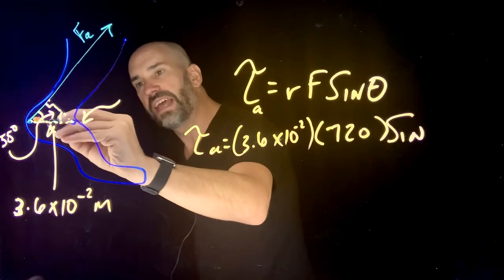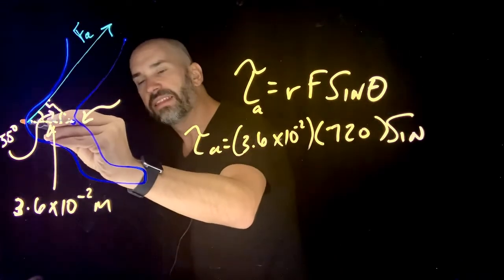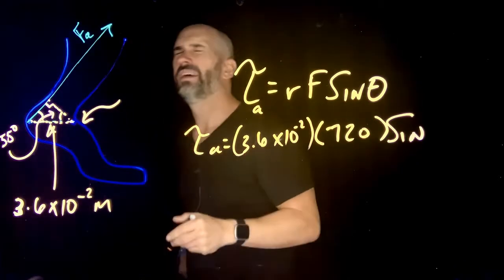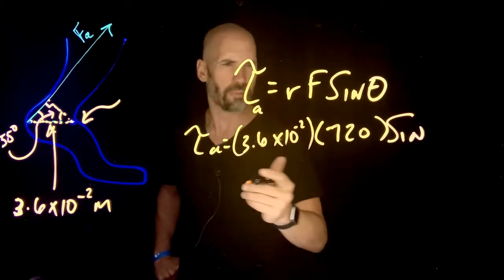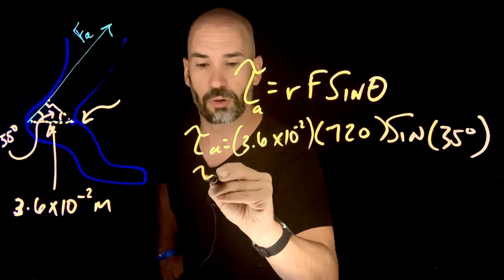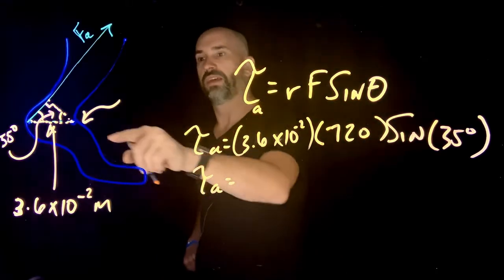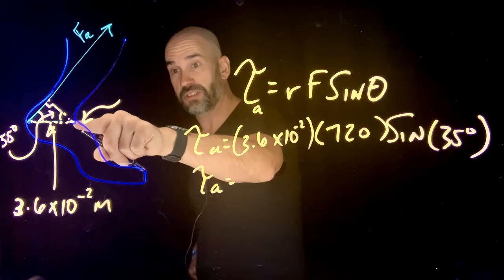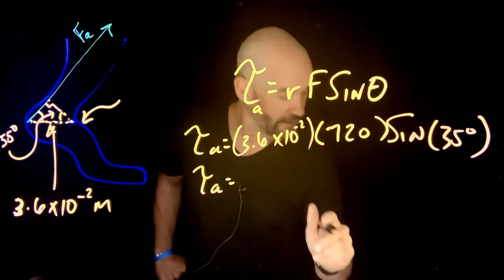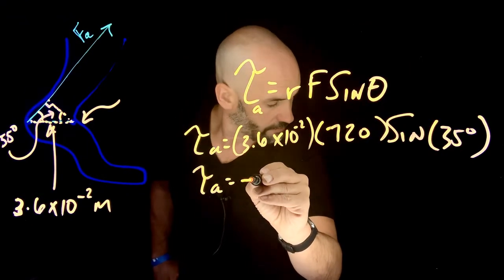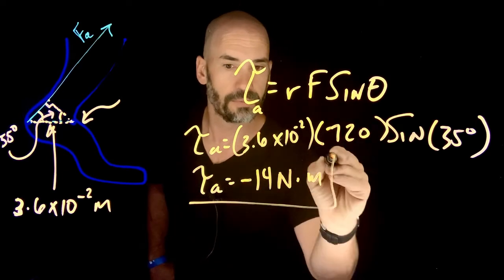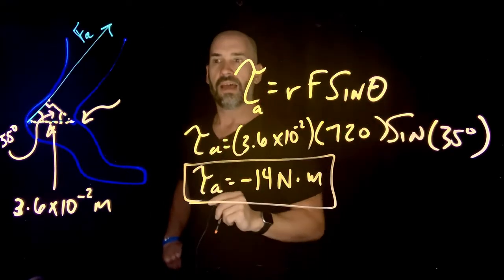In order to actually find the angle between the force and this line of action, okay, we need to take 90 minus 55 to get that, which I believe is 35. I hope so. Otherwise, I'm going crazy. Okay. So the torque that the Achilles heel is applying about this axis of rotation is going to be, according to my calculations, negative 14 Newton meters. When you put this all in your calculator and calculate.